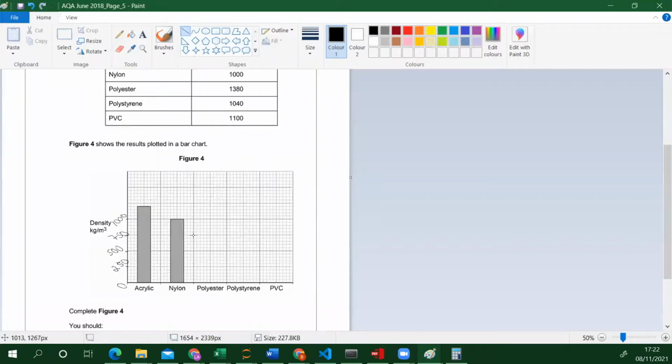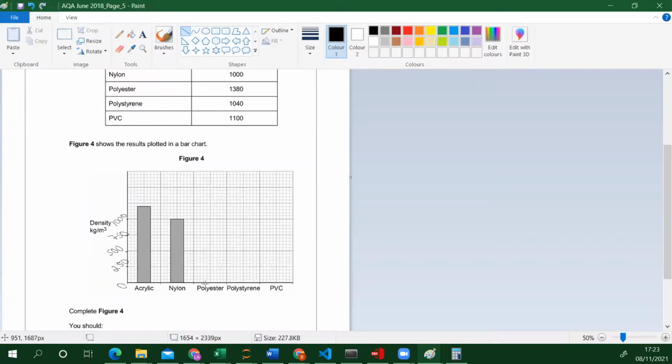1380. So if each one of those is 250, what is each tiny square? It's made up of 1, 2, 3, 4, 5. So 250 divided by 5, each one represents 50. So it's 50, 100, 150, 200, 250. Each tiny square represents 50. So if that's 1380, what's the width there? It doesn't matter too much about the width. We want them to be approximately equal.